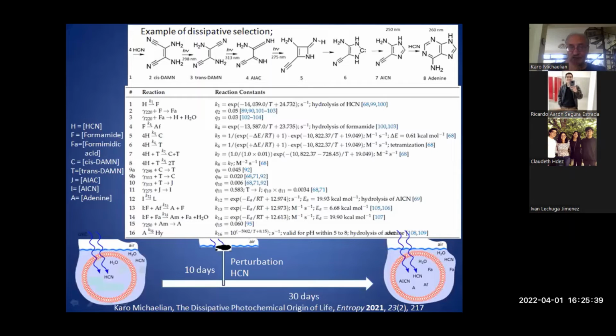And the example I gave of dissipative evolution is the dissipative selection of adenine. Okay, so this is dissipative.